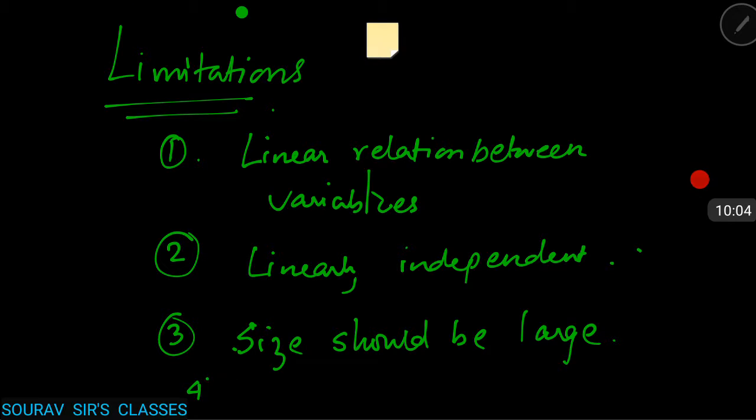And number 4, the last limitation. It involves a lot of calculation work and its analysis is not easy. Hence, these are the 4 limitations of partial correlation analysis.